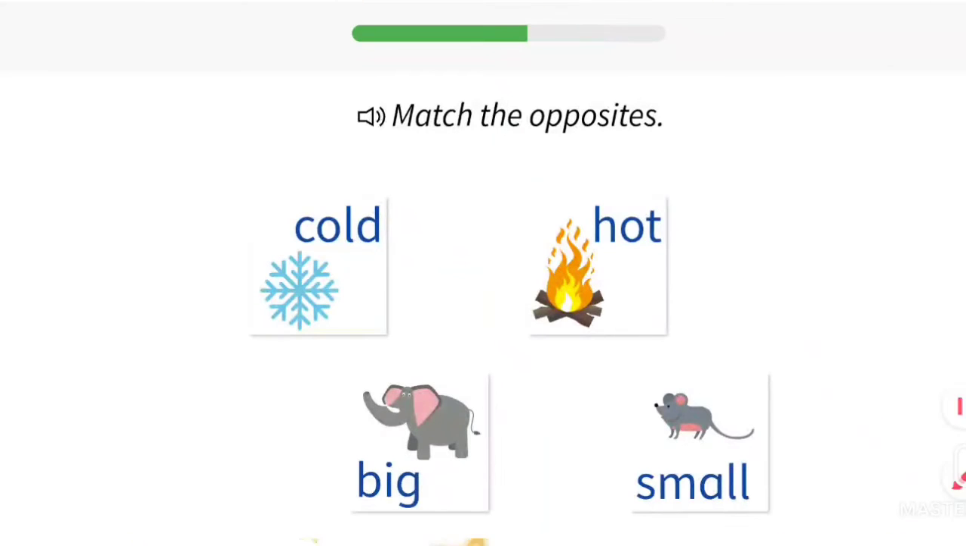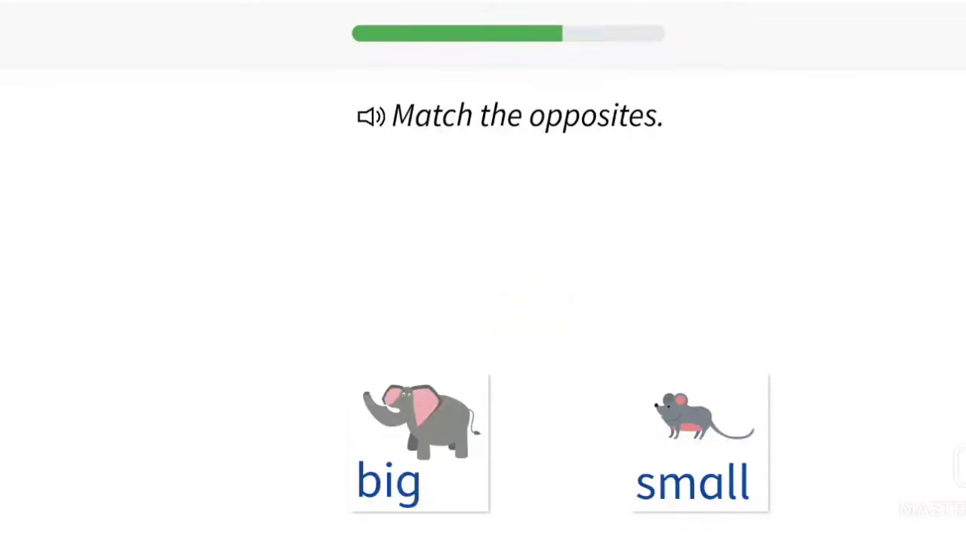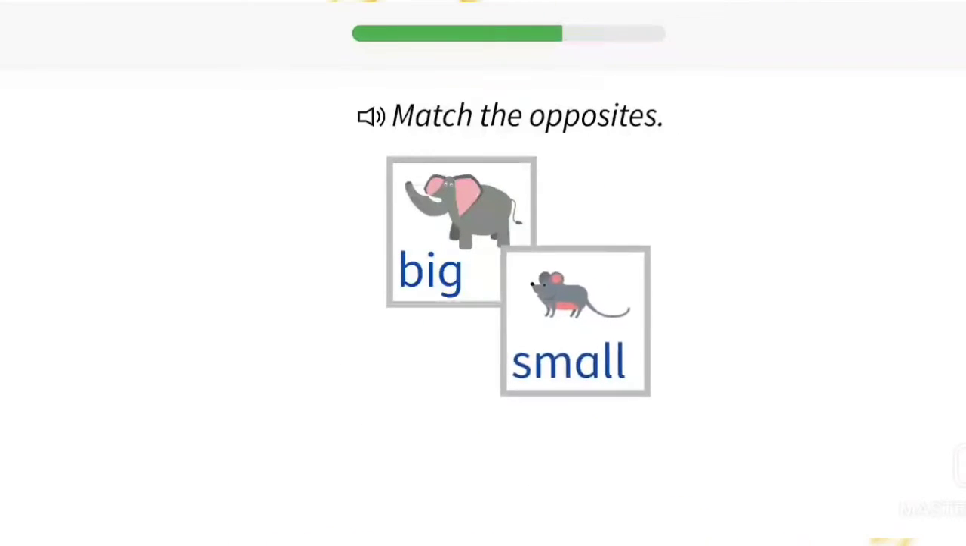Match the opposites. Look here. Cold, hot. What is the opposite of cold? Hot. Cold, hot. Big, small.